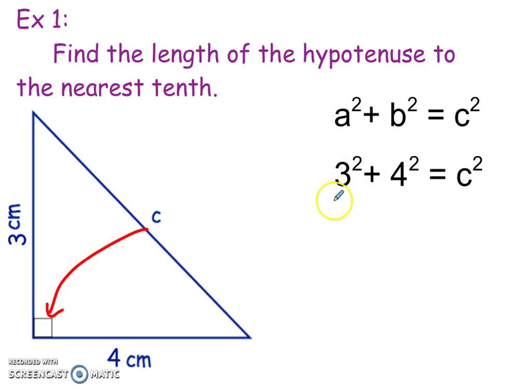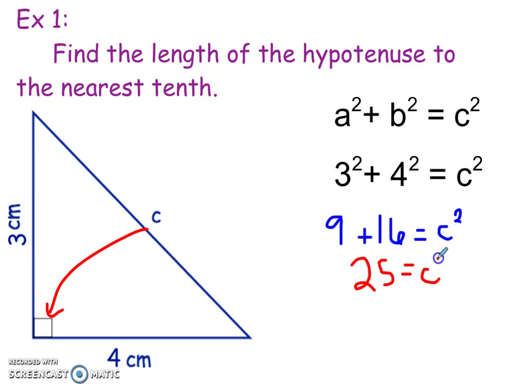Order of operations, we have to do our exponents first. So 3 squared is 9. 4 squared is 16. So that's C squared. Then we'll add those together. 9 and 16 is 25. And I don't care what C squared is, I want to know what C is. So to get rid of C squared, I have to take the square root of each side.